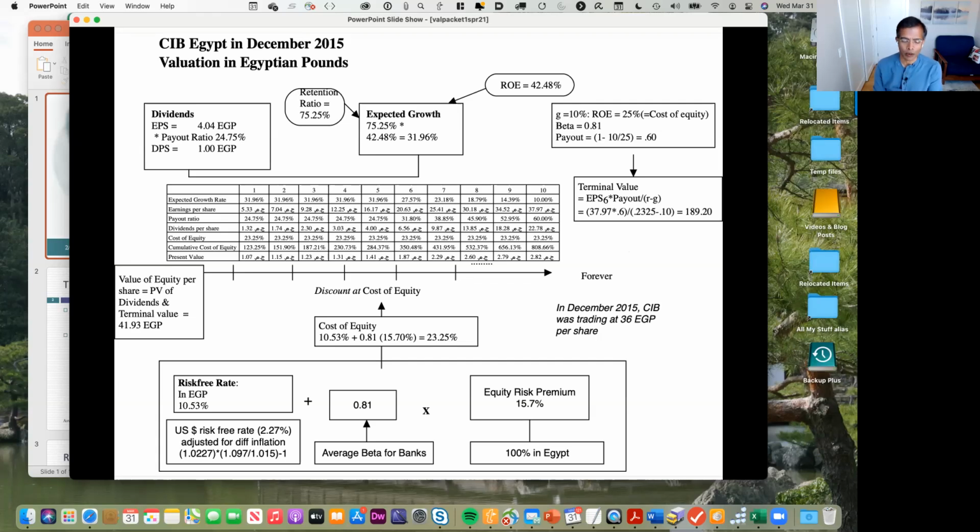Dividends are cash flows to equity, so I discount them back at a cost of equity. It's a little messier than usual because I'm building an Egyptian pound valuation, so I needed a risk-free rate in Egyptian pounds.